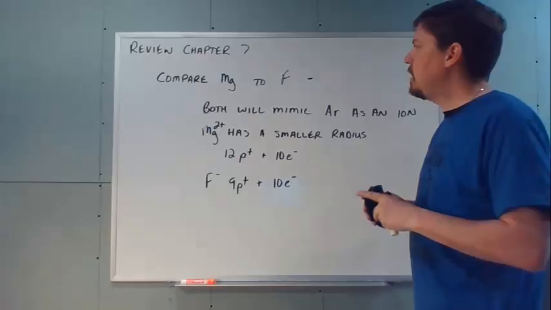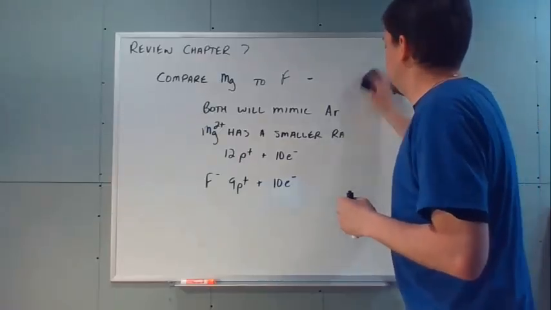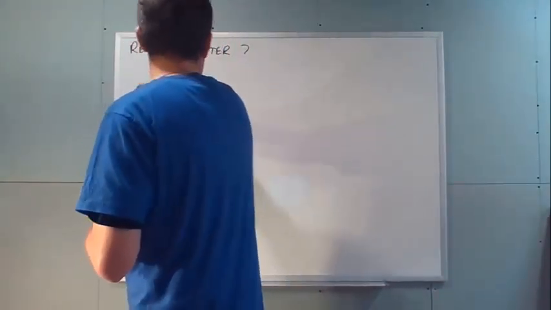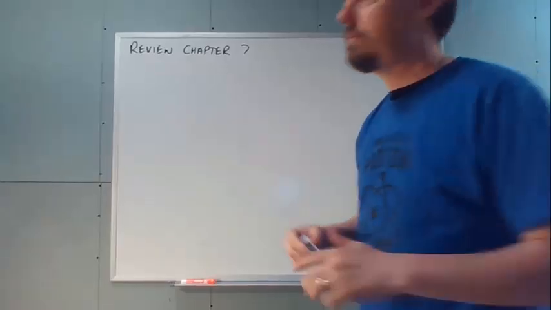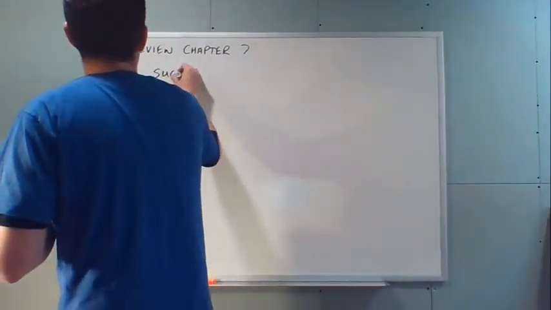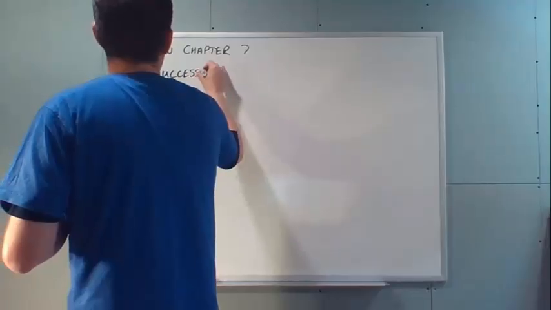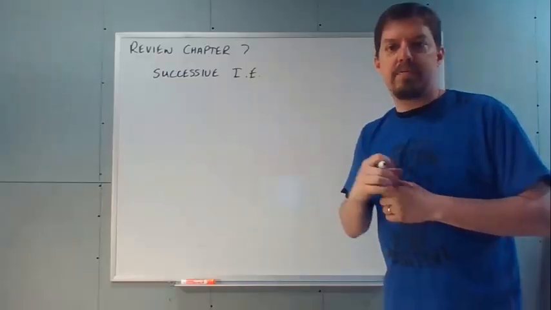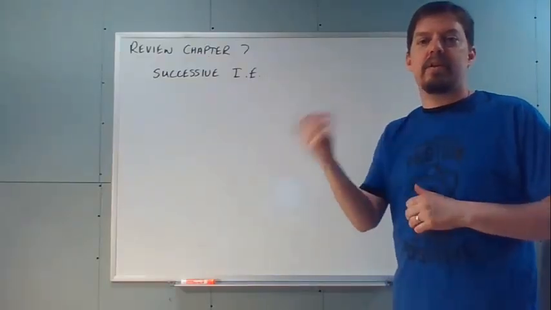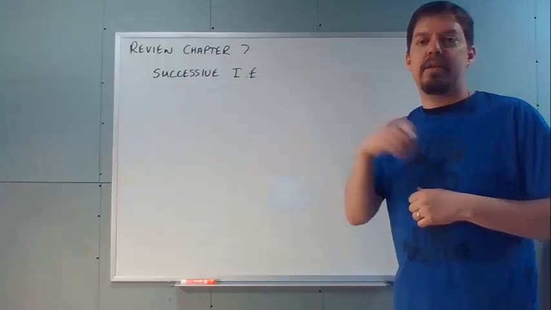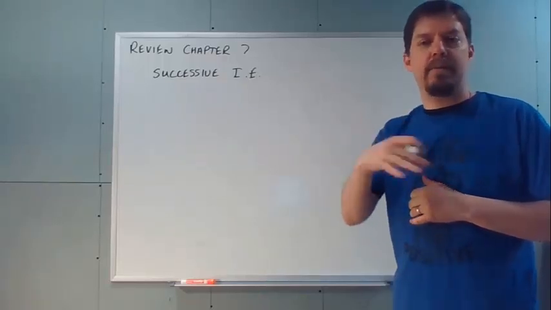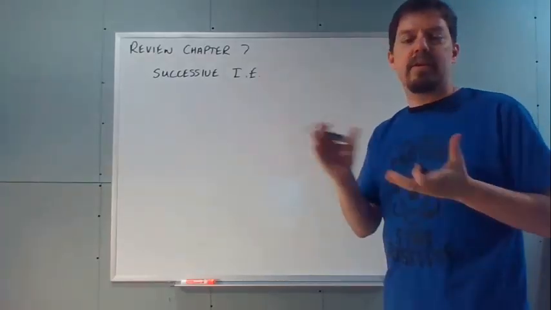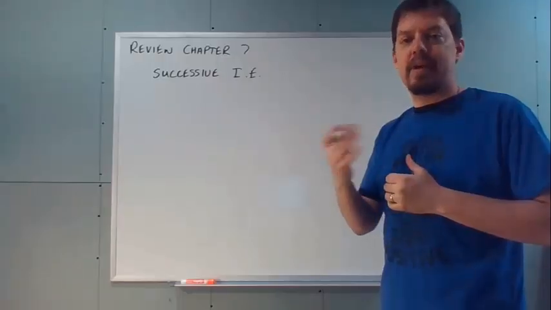All right, the other thing in Chapter 7 that is important is to understand successive ionization energies. This is where you're going to plot the first electron, see how much energy that took. Then you're going to plot the second electron, see how much energy that took. Then the third one, then the fourth one, then the fifth one. You keep going and keep going. And we want to try to then identify which element it was based on how much energy we need to put into it to get the electrons out.